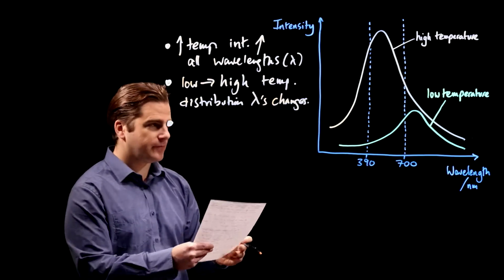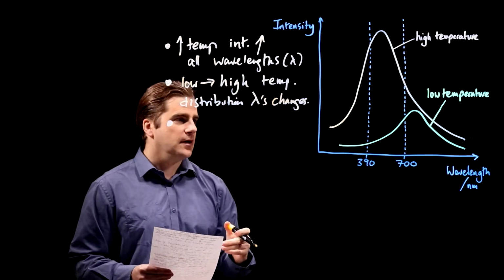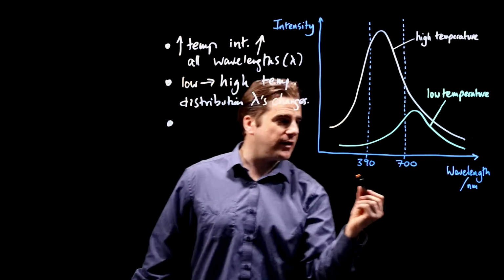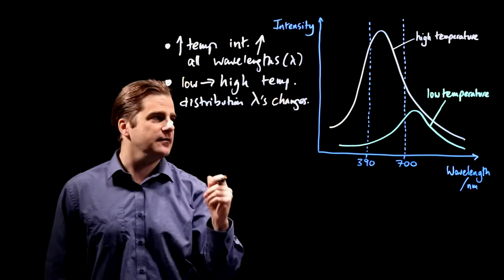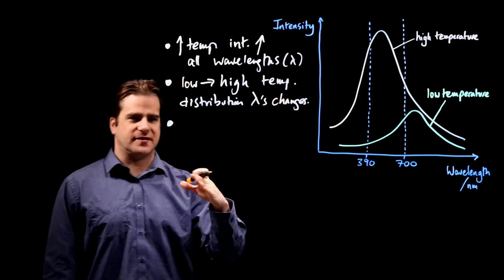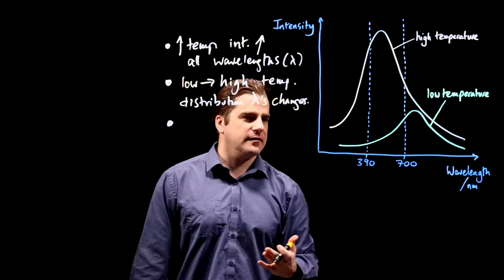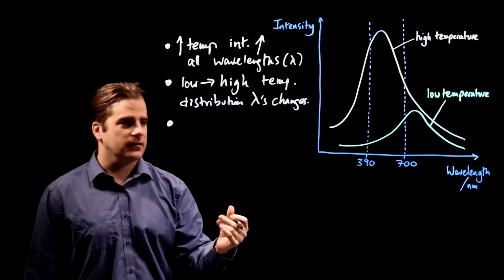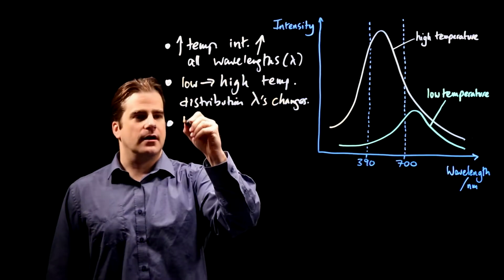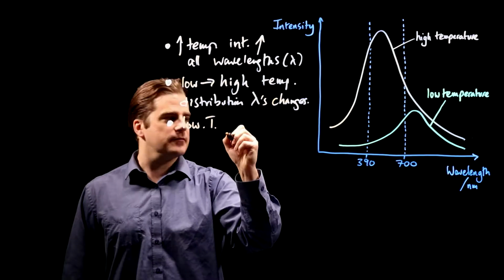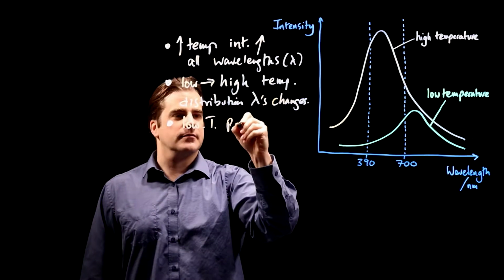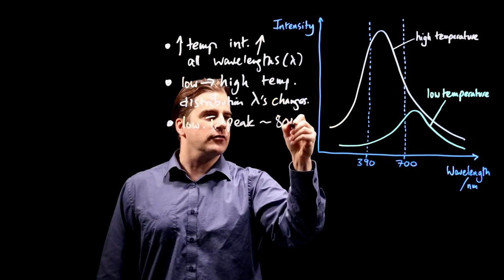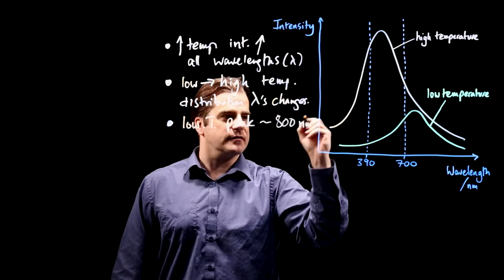So, state something else that's obvious. The peak at the low temperature is around 800 nanometers. You might not get a mark for saying every obvious thing, but the more you list, the more likely you are to get marks. So, at low temperature, the peak is around 800 nanometers.